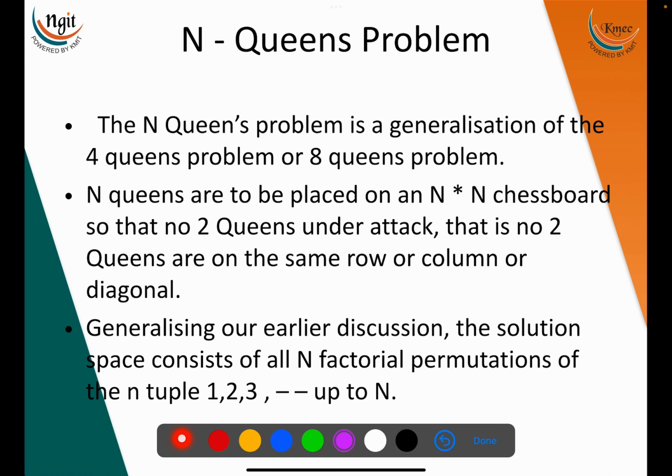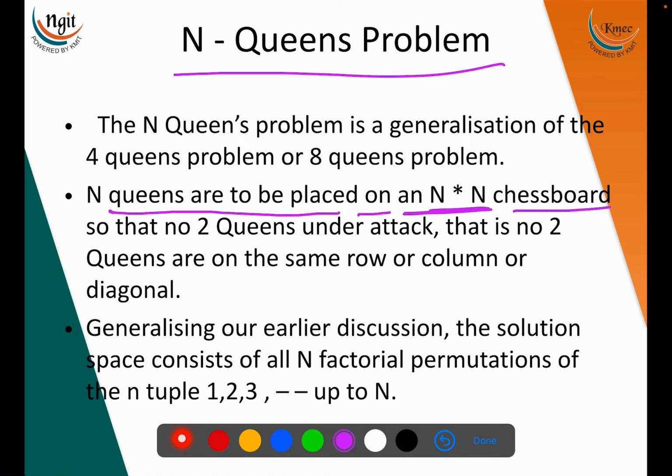Now let's get started. N queens problem. It is a generalization of the 4 queens problem or 8 queens problem. N queens are to be placed on an n by n chessboard so that no 2 queens are under attack. That is, no 2 queens are on the same row, same column and same diagonal.